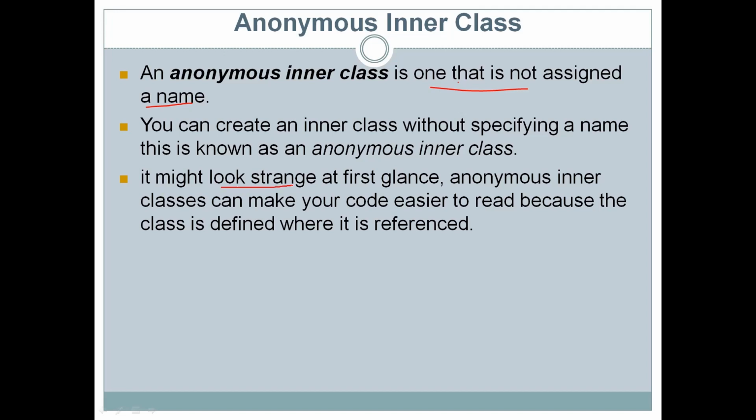It might look strange at first glance when you use an anonymous inner class, but anonymous inner classes can make your code easier to read because the class is defined where it is referenced. The anonymous inner class is directly defined when you are referencing the class. An anonymous inner class can be declared directly inside the argument list of a function as well.